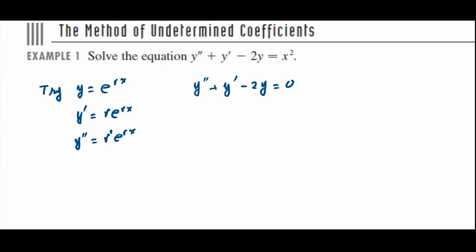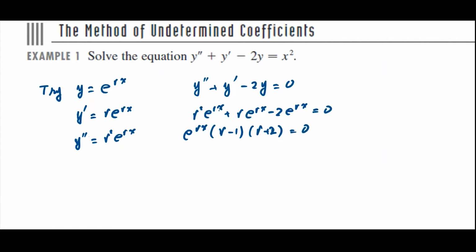And once we plug these three into this homogeneous differential equation, without x squared here, then what we have is r squared e to the rx plus r e to the rx minus 2 e to the rx will be 0. Good so far? Now we factor, so e to the rx is a common factor, and then the rest of them is r minus 1 times r plus 2 equal to 0. Good? Since e to the rx cannot be 0, it means r is equal to 1 or r is equal to negative 2.